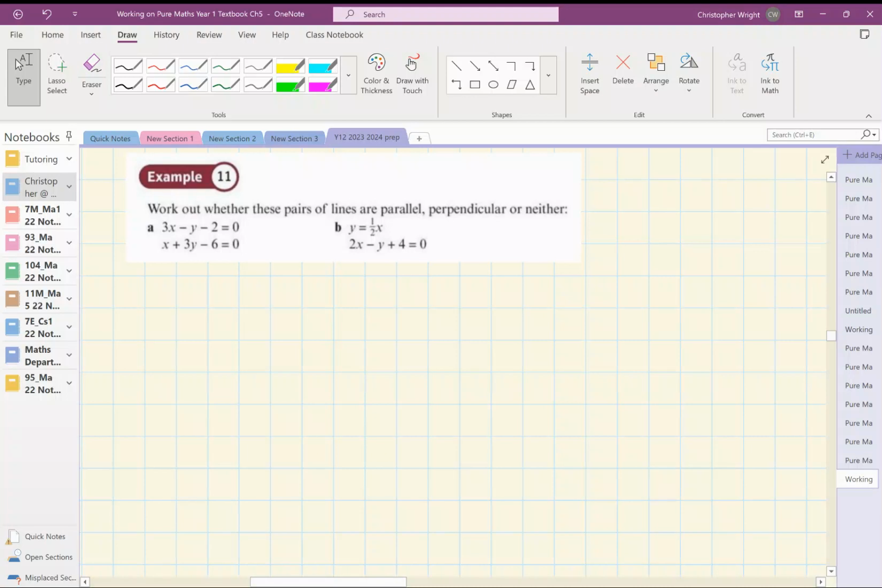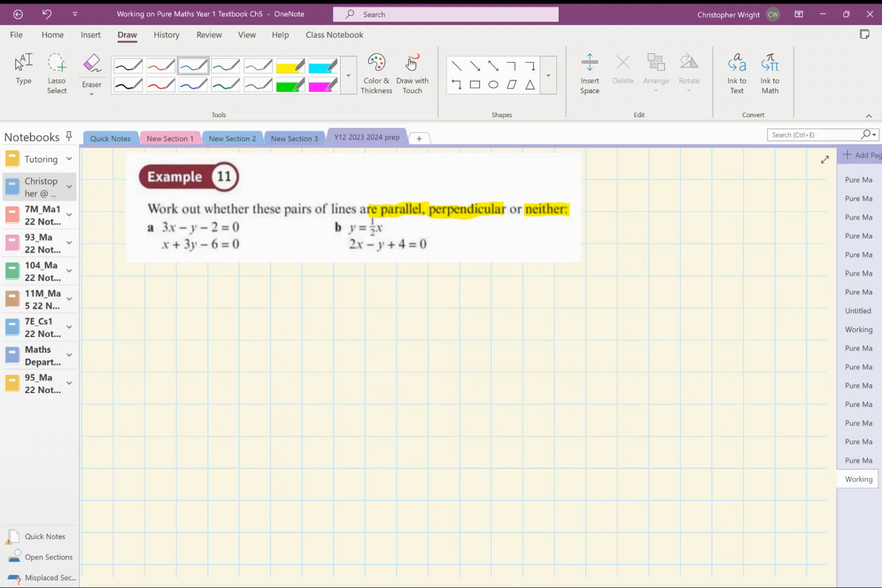Example 11. Work out whether these lines are parallel, perpendicular, or neither. Well, if only I knew the gradients of the lines, then I could see if they were parallel, if they had the same gradient. I could see if they were perpendicular, if one gradient is the negative reciprocal of the other, or if neither of those two held, then the lines would be neither parallel nor perpendicular.